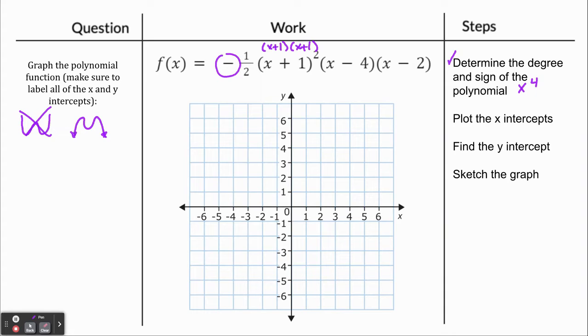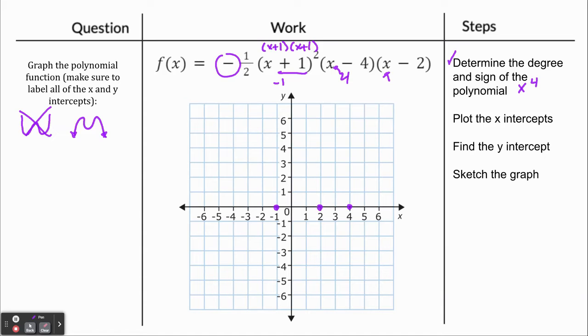So next, I'm going to go ahead and plot the x-intercepts. I know that there's an intercept at -1, because if I plug in -1 here, it gives me 0. I know that there is one at +4, because if I plug that in here, it gives me 0, and +2. So there are my x-intercepts.